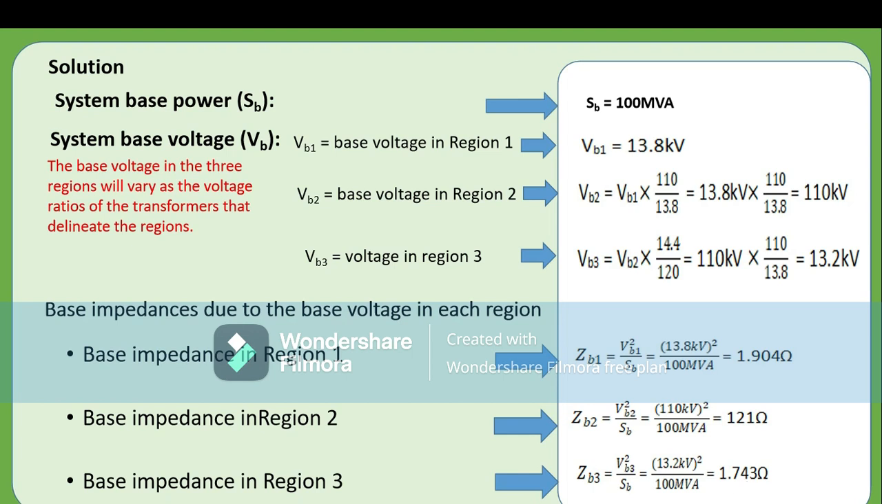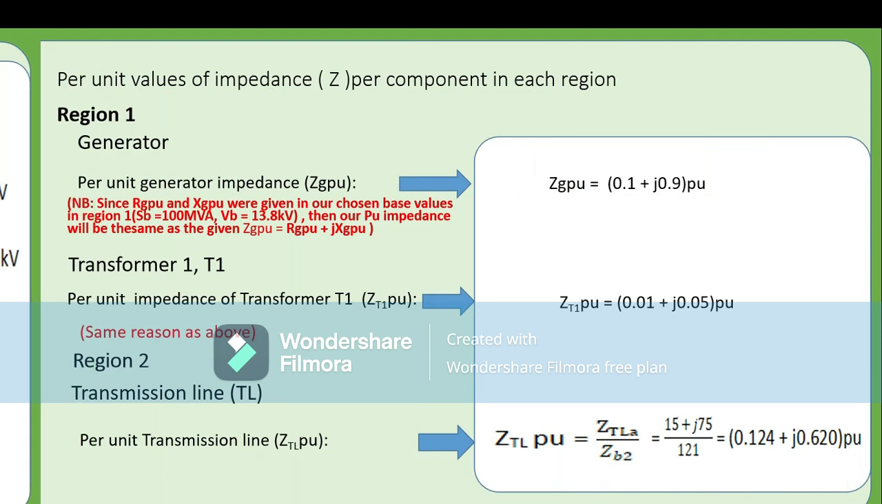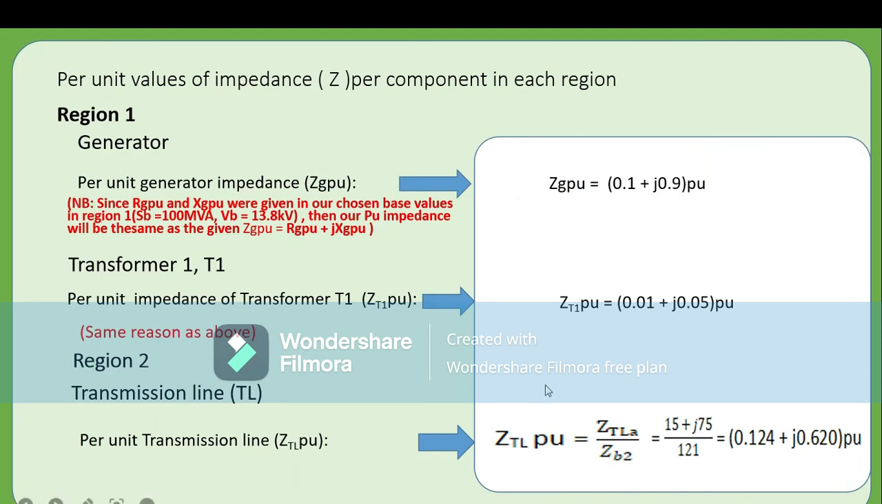And now, having calculated the base impedances for each of the regions, we can go ahead and determine the per unit values of each of the regions because we have gotten our base values. Let's now determine the per unit values of impedances per component in each of the regions.